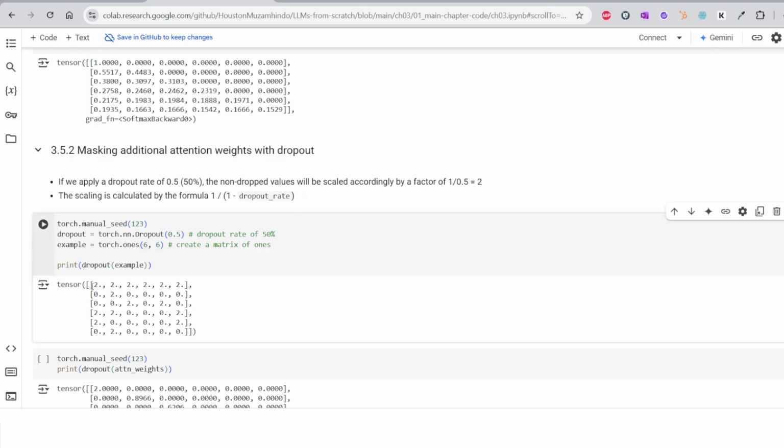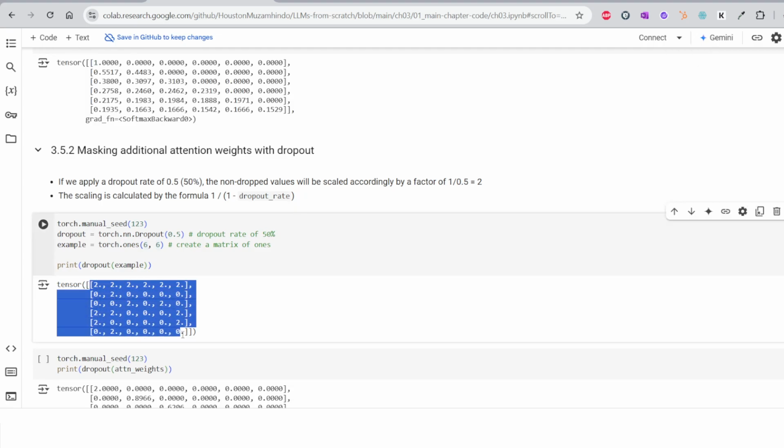This is an example of the dropout matrix that has been created. Now, someone will say, "Oh, why does it have twos and all of that?" It is because we are using a dropout of 0.5, or 50%. So we are dropping half of the values in the matrix. But the problem with that is we now have to scale. PyTorch automatically does that, because we want to maintain the effect of what the attention weights were.